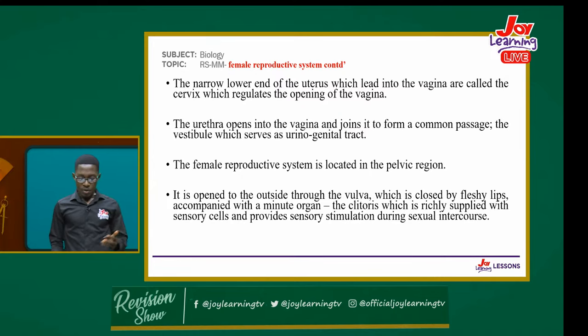So another thing you're supposed to also know is that our female structure is dorsally placed at the lower abdomen, but it mostly sits in the pelvic zone where the bones are. So it's kind of protected or covered or housed within the pelvic region. I also mentioned that the front of the vagina is covered with the vulva, but at the tip of the vulva is what we call the clitoris, which is sensitive to stimulation.